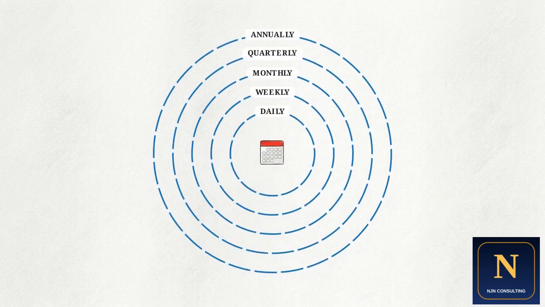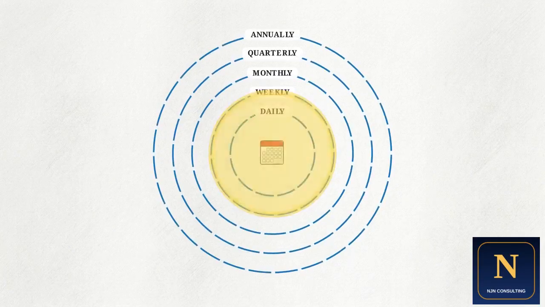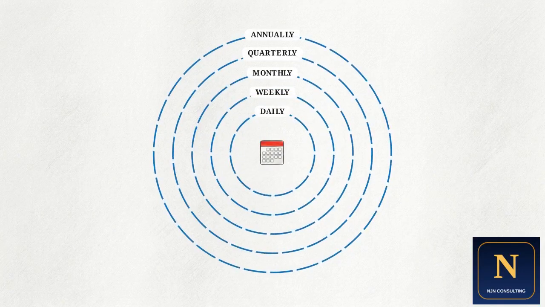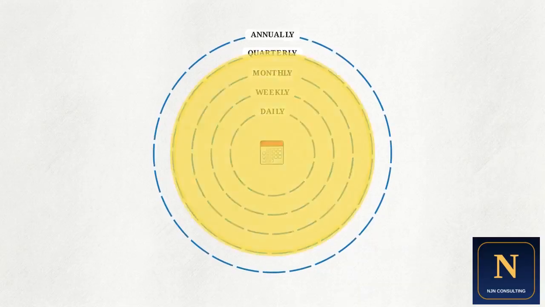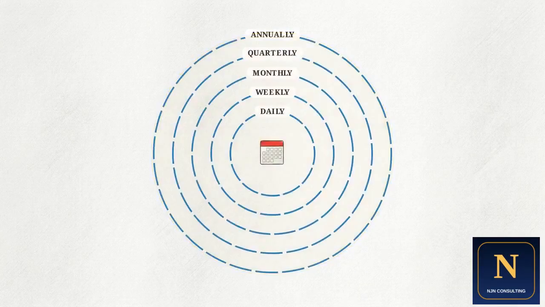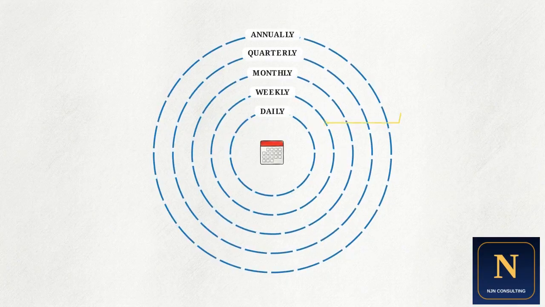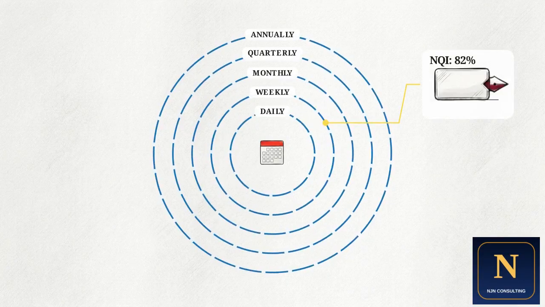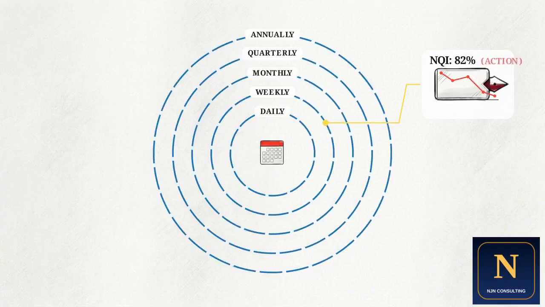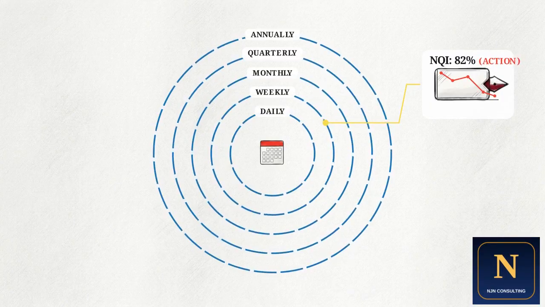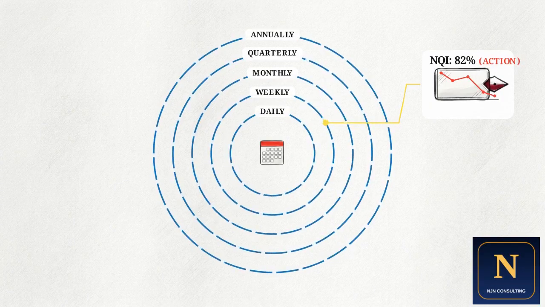It starts with a 10-minute daily handover, scales up to a weekly schedule meeting, and expands outward into monthly, quarterly, and annual management reviews. To make these meetings effective, you inject leading indicators into them. Monitoring metrics like the Notification Quality Index on a weekly basis gives you an early warning trigger when your frontline data discipline starts to slip.